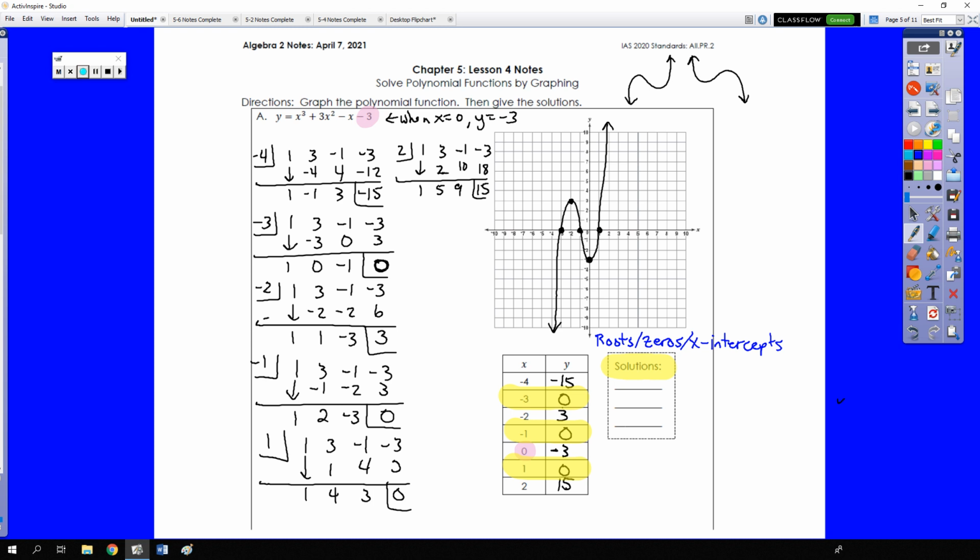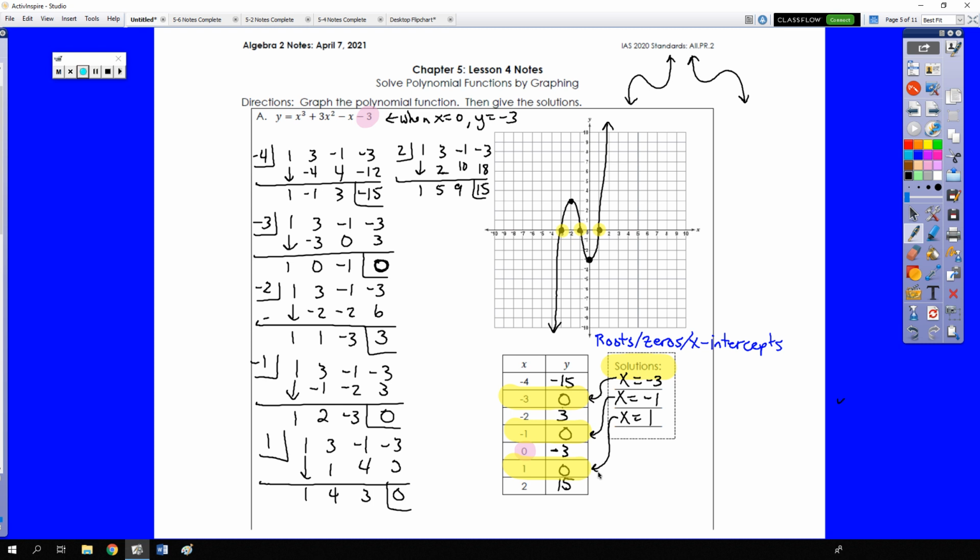So if we look at the graph, we can easily identify the x values where this graph crosses the x-axis. They are x equals negative 3. Again, that's right here. X equals negative 1, right there. And x equals positive 1, right there. So that's how we approach these problems.